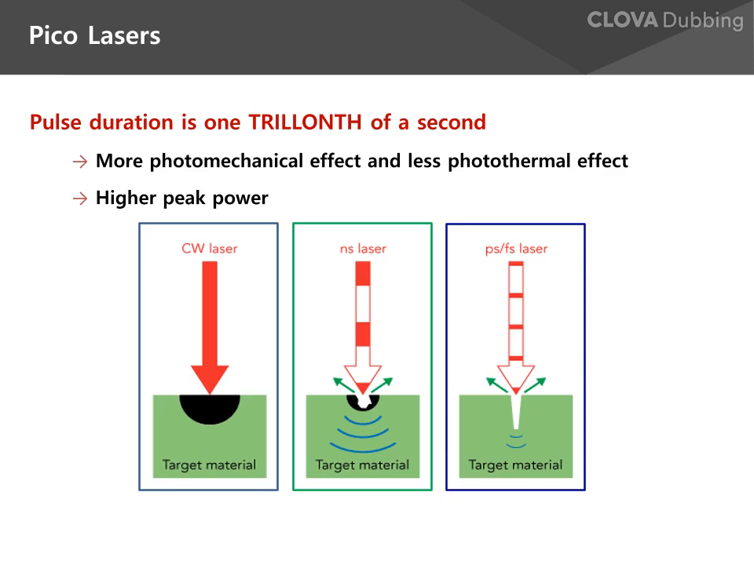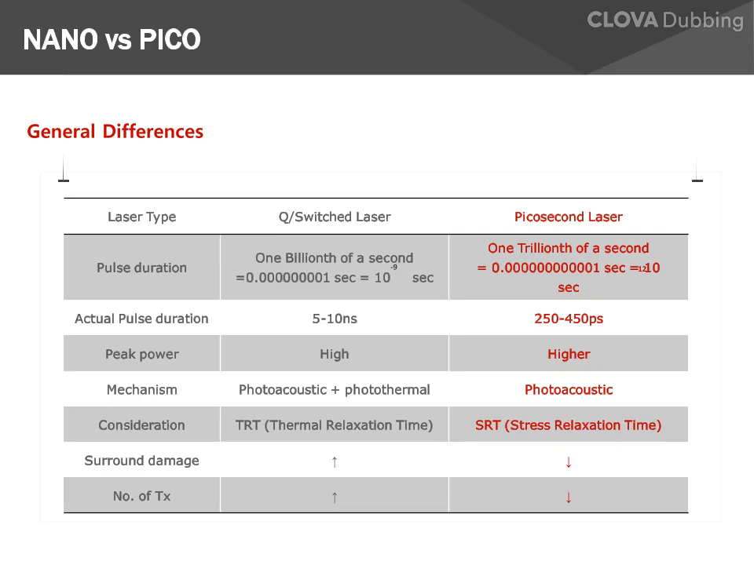As shown in the picture, picosecond lasers induce more photomechanical effects and fewer photothermal effects compared to nanosecond lasers, allowing for pigment treatment without damaging surrounding tissue. The shorter the pulse duration, the stronger the peak power becomes. Here is the comparison table between picosecond lasers and nanosecond lasers.